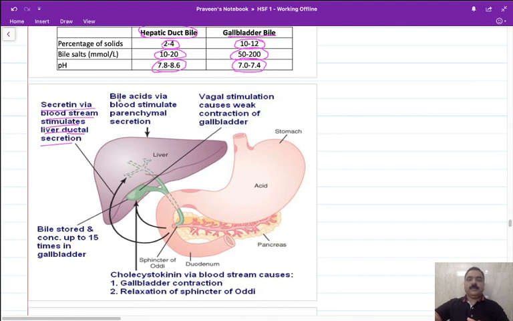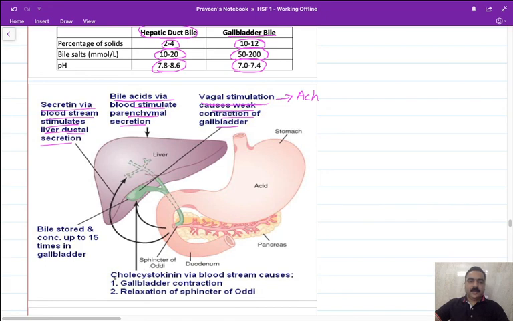Another thing is that bile acids via the blood stimulate the parenchymal secretion. So the bile acid, when it comes back through the enterohepatic circulation, itself acts as a regulator. It stimulates its own production. And the vagal stimulation causes the weak contraction of the gallbladder. Vagal stimulation through the acetylcholine. It is there, but it's a stimulus a little bit weaker compared to the CCK.